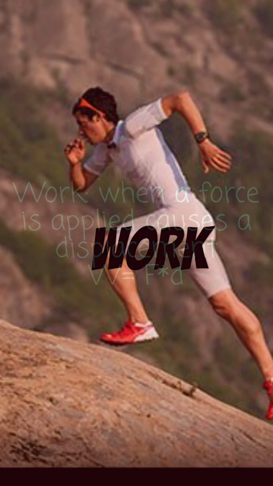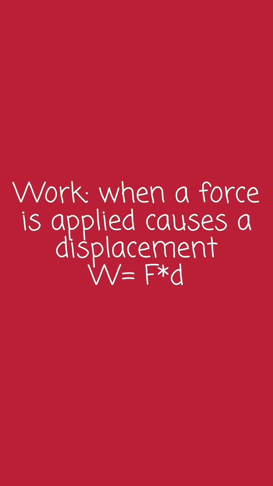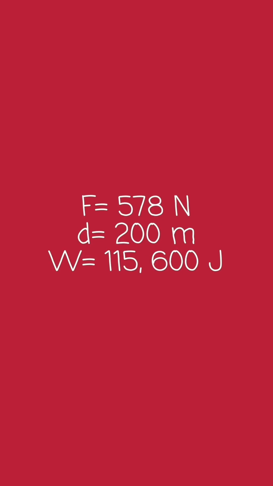Work is when a force is applied and causes a displacement. The formula for work is the force multiplied by the displacement. If someone weighed 130 pounds, they would have a force and gravity of 578 newtons. And if their displacement was 200 meters, their total work would be 115,600 joules.